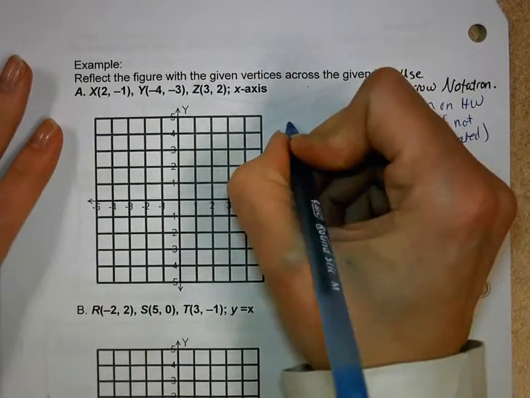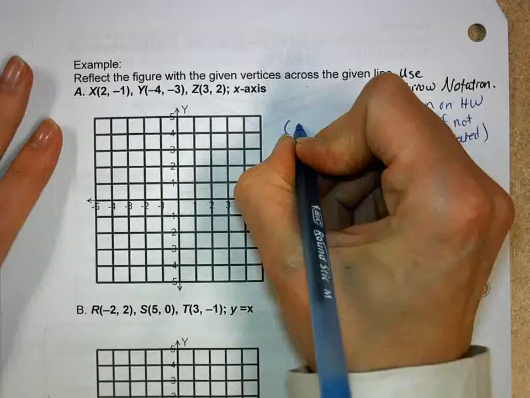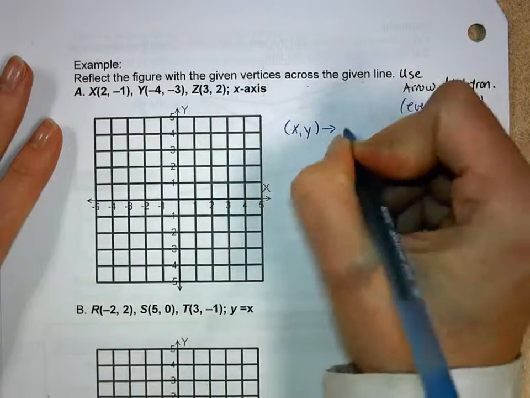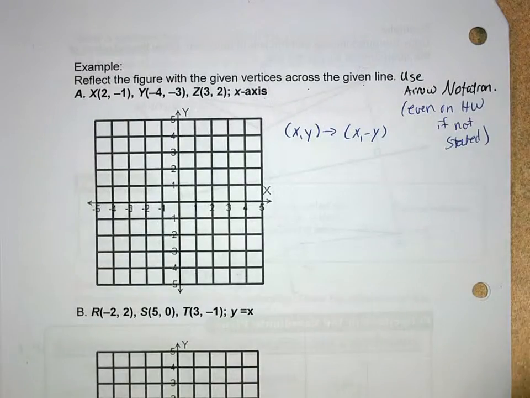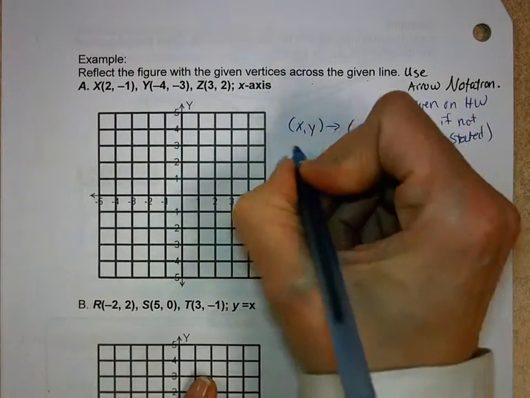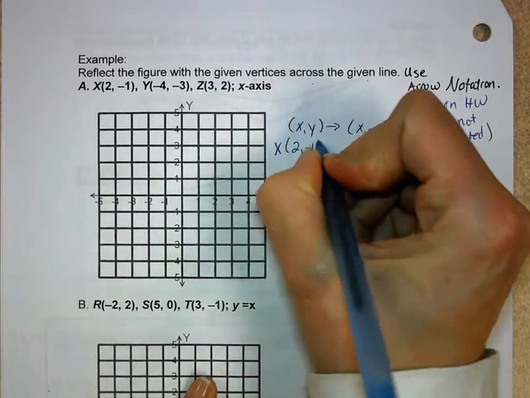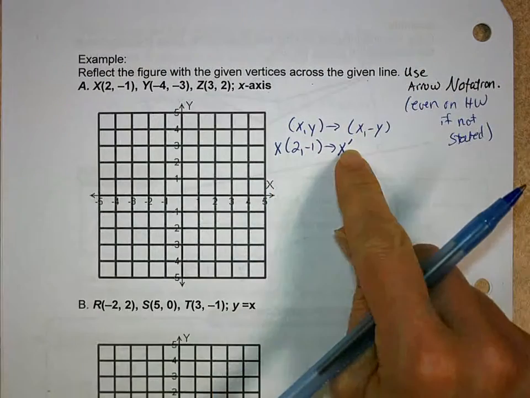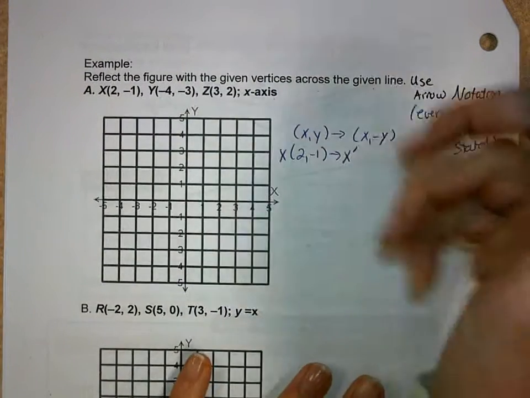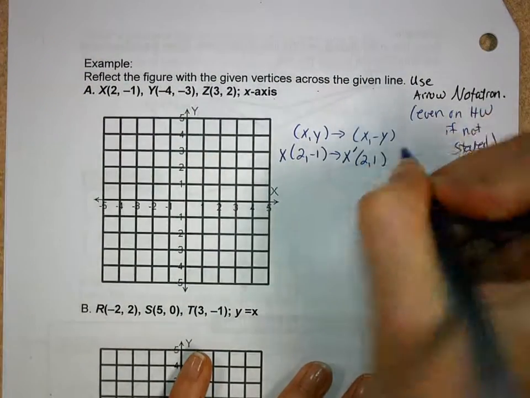What I mean by that is, I'm going across the x-axis, so I know (x, y) implies (x, negative y). So what I'm going to do is literally write the notation for these. Point X is at (2, negative 1), which means X prime, and we're going to use these primes. Primes are the ones that show you what you end on. Those are your images. So that's going to be (2, 1).